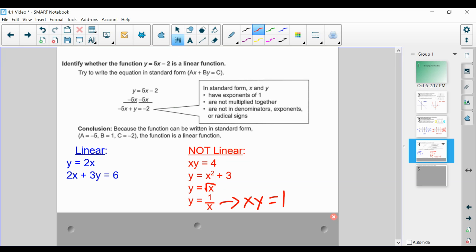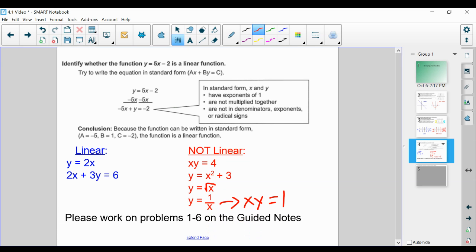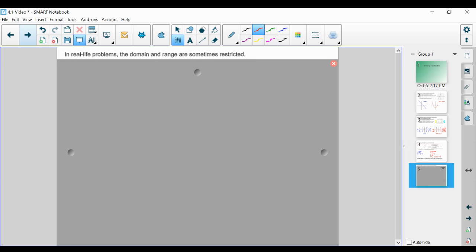So with that, please work on problems 1 through 6 on the guide notes and resume when you're ready to move on. All right, if you're listening to my voice, that means you have worked on those problems in the guide notes and you're ready to move on. So we also have real life problems, and we can talk about the domain and range are sometimes going to be restricted. Let's go through an example together.